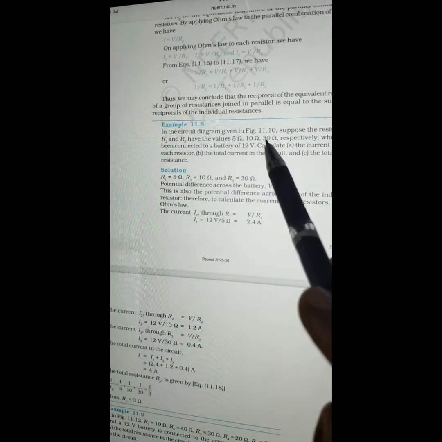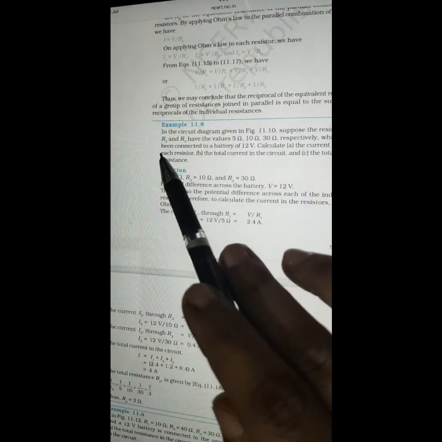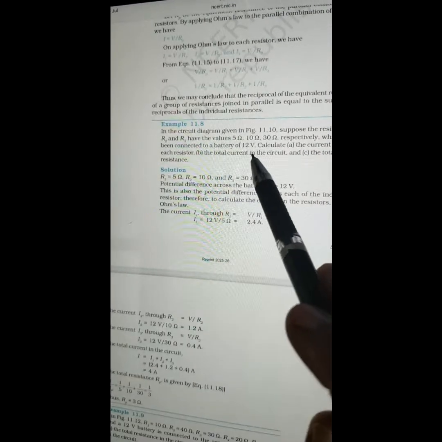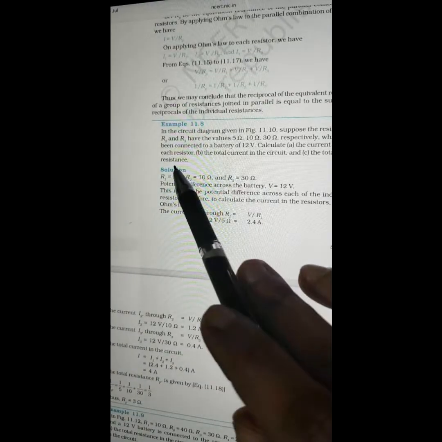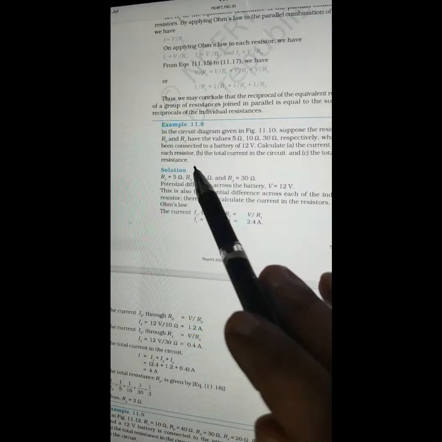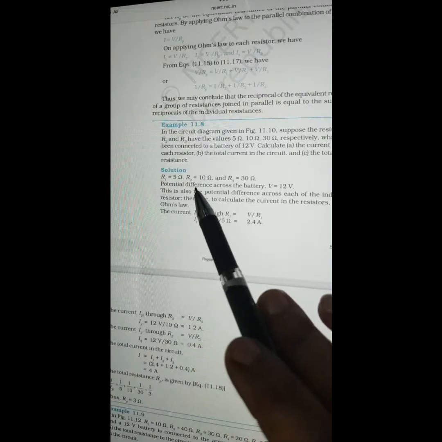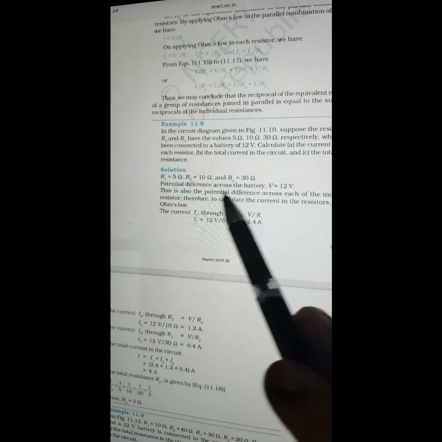Example 11.8: In the circuit diagram given in figure 11.10, suppose the resistors R1, R2, R3 have the values 5 ohm, 10 ohm, 30 ohm respectively, which have been connected to a battery of 12 volt. Calculate A, the current through each resistor, B, the total current in the circuit, and C, the total circuit resistance. Solution: R1 = 5 ohm, R2 = 10 ohm, and R3 = 30 ohm. Potential difference across the battery V = 12 volt. This is also the potential difference across each of the resistors.